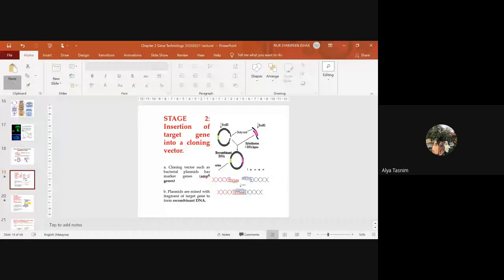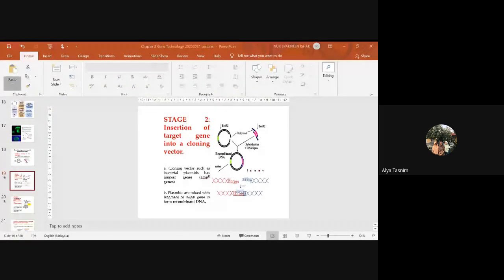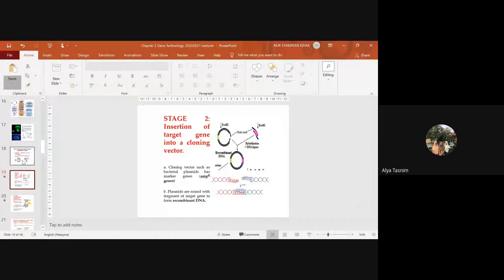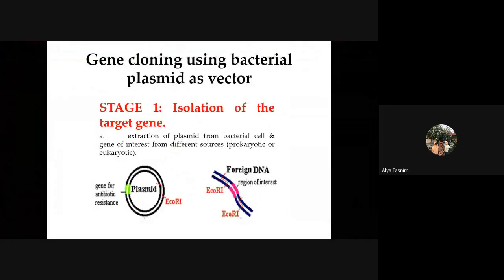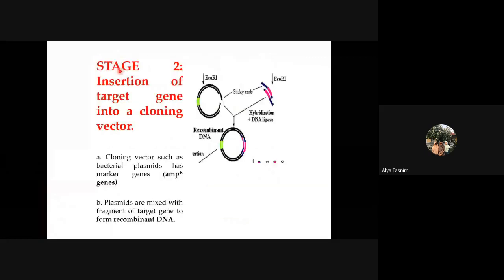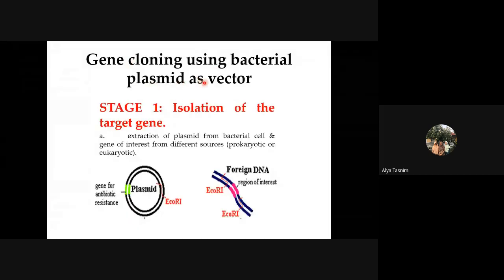Okay, so we are now going to proceed with the next section, okay, which is gene cloning. Okay, the process of gene cloning. So gene cloning using bacterial plasmid as vector. Vector is the plasmid lah, kan?